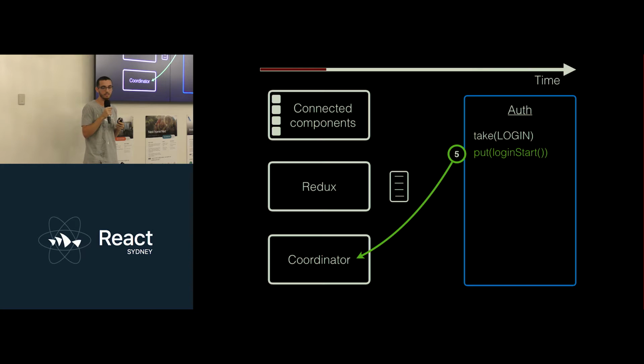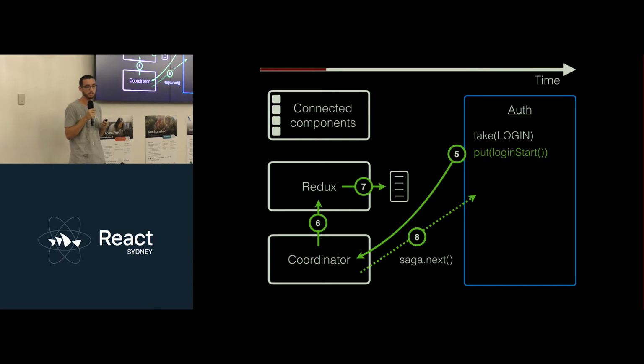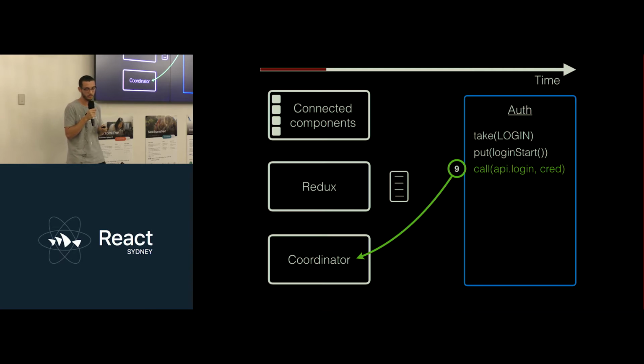Then we dispatch a login start action. It executes immediately, does the Redux flow, changes your state, and saga.next is called. Here we are calling our API. Our API.login returns a promise. So in this case, it's a blocking action.